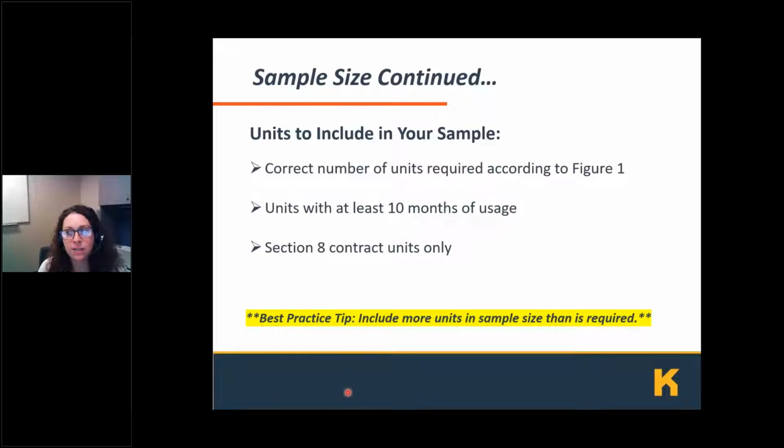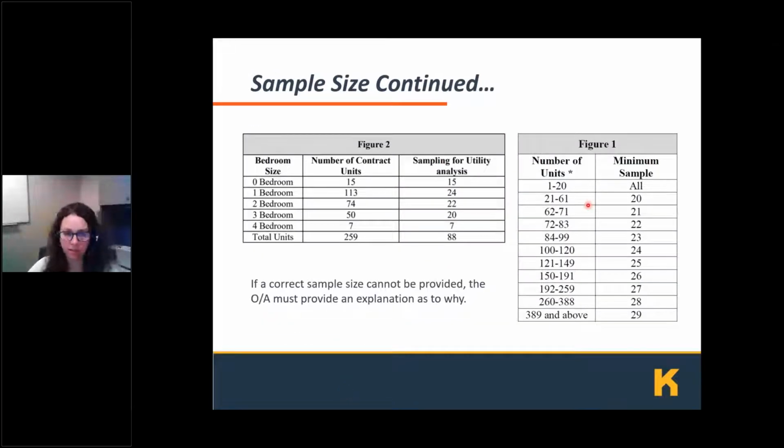So let's say, for example, that you send us 20, your minimum sample size required. Maybe you have 25 units of a 1-bedroom. You only have to send us 20. But let's say that during our review, we find that the data is not usable and we have to remove it. That's going to drop the sample size that we have to 19.